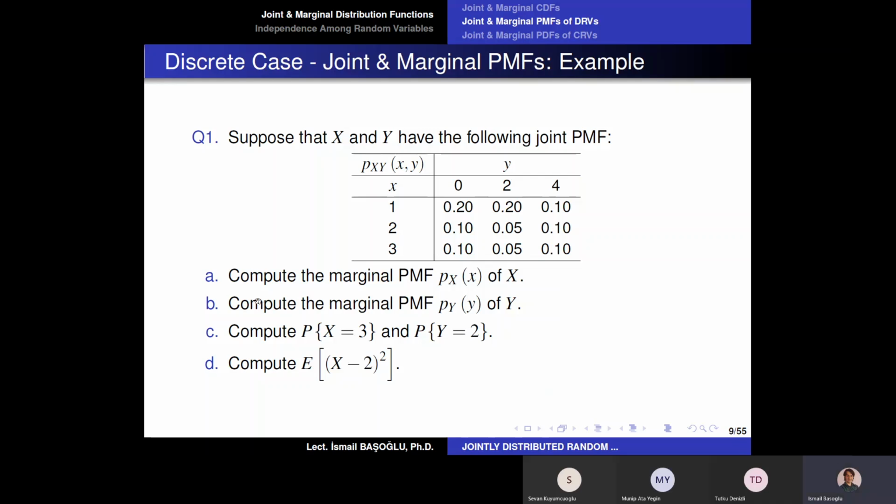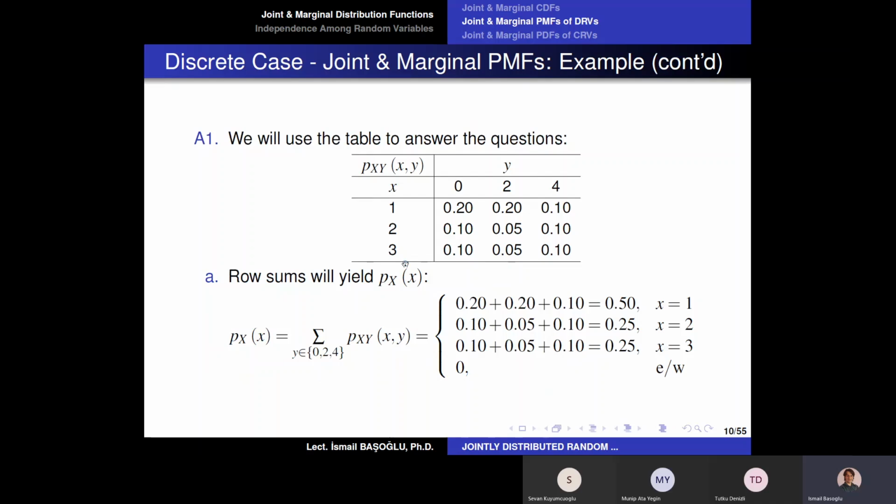Now, the first part says compute the marginal probability mass function of x. So I would like to determine the probability of X being equal to 1, X equal to 2, and X equal to 3, all of them separately. So let's compute. What is the marginal probability mass function of x? It is a summation of the probability mass values while x is fixed and y is taking the different possible values that it can take on. So it is basically this.